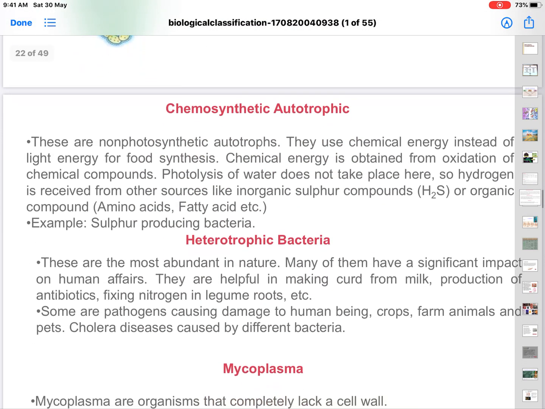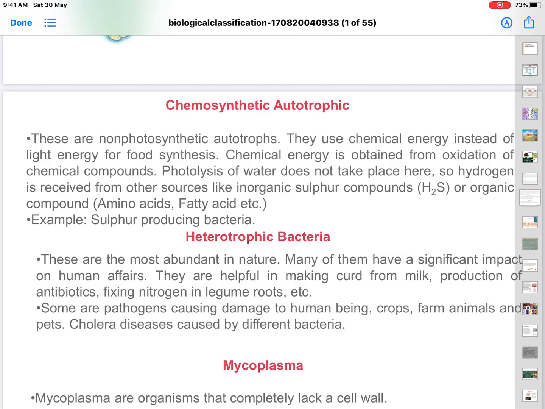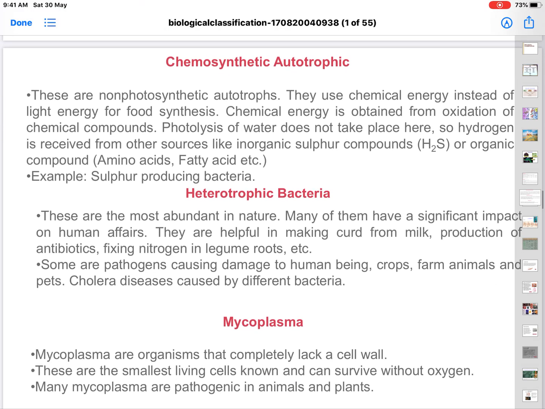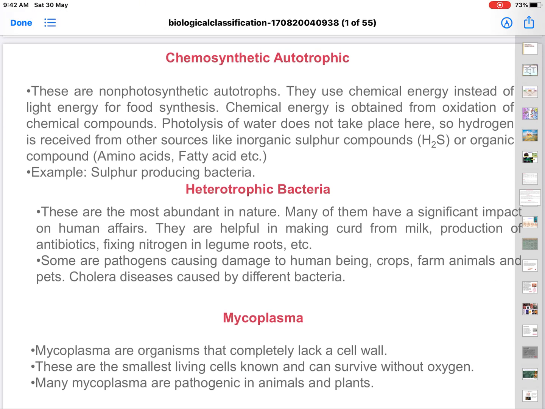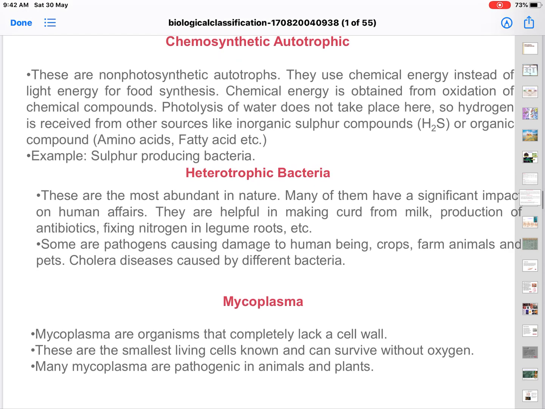Now chemosynthetic autotrophic, that is, these are non-photosynthetic autotrophs. Look at that, normally autotrophs means photosynthesis, but non-photosynthetic. Why? They use chemical energy instead of light energy for food synthesis. Normally we use sunlight. All the plants use sunlight through photosynthesis and produce ATP. Here chemical energy is obtained from oxidation of chemical compounds, particularly sulfur compounds.